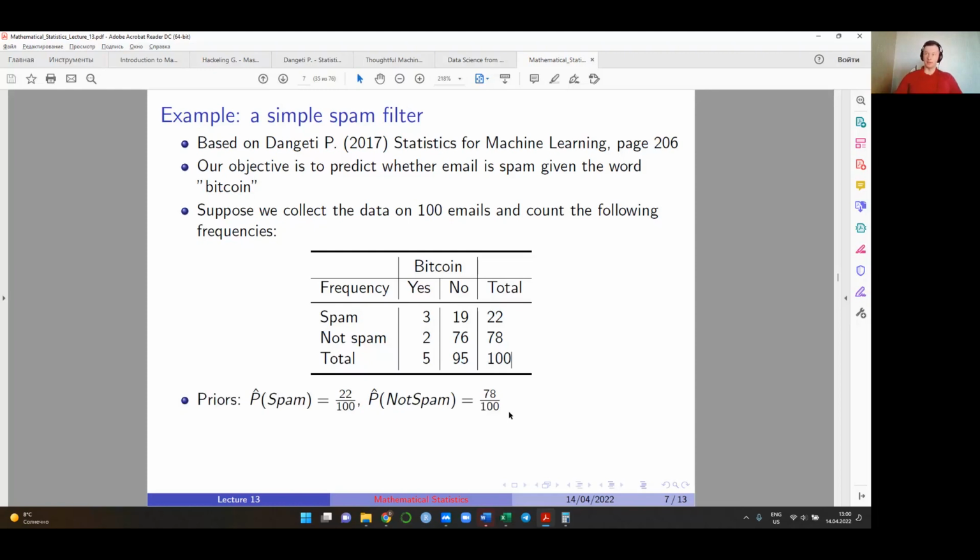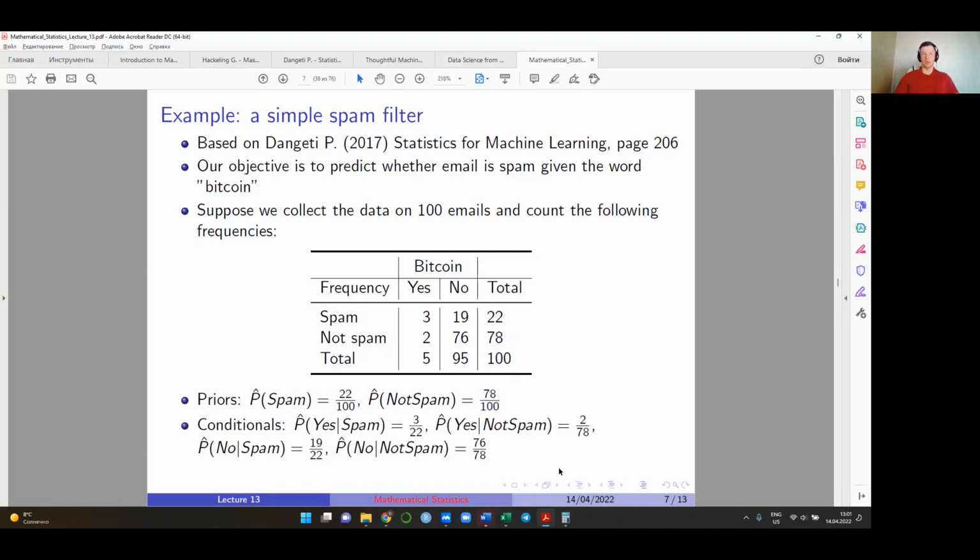So now let's estimate these probabilities that we want. The prior probability that an email is spam is 22 over 100. These are 2 classes: class y1 is spam, y2 is not spam. So their priors are 22 over 100 and 78 over 100. We just estimate this with simple fractions. Now, conditionals. The conditional probability that there is a Bitcoin given spam is 3 over 22. I am taking the number of instances that are both spam and contain the word Bitcoin and dividing by the number of instances in this class, the class spam.